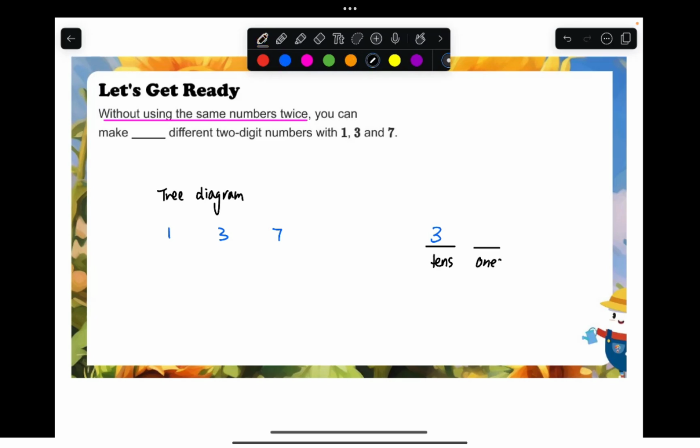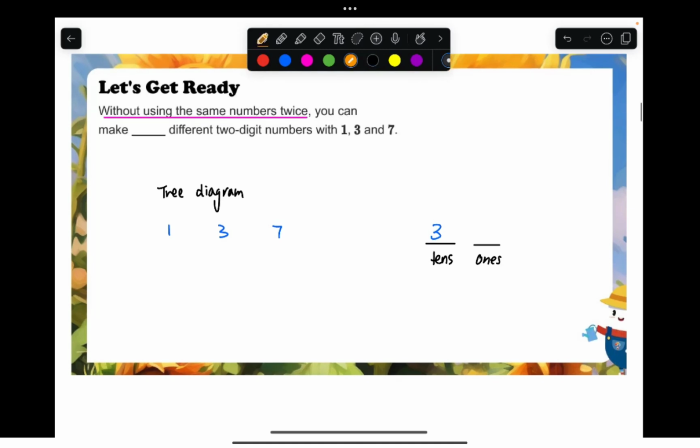Now, once you pick a digit for the 10s column, you have to decide what to pick in the 1s column, right? No matter which one you pick in the 10s column, there will always only be 2 options left for you to pick in the 1s column. The reason is that you cannot use the same digit twice. If you pick 1 already, the 1s digit can only be 3 or 7. If you pick 3 already, it can only be 1 or 7. If you pick 7 already, it can only be 1 or 3. So no matter which one you pick, there are always 2 options left in the 1s digit.